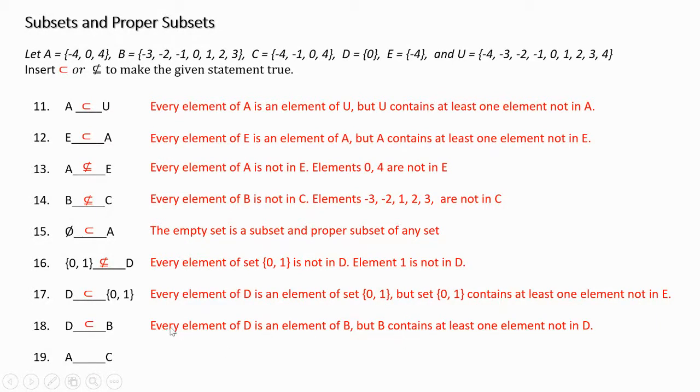Okay, I just went over the explanation. Now let's see A and C, right? So we look at A and we look at C. A contains -4. It's also in C. 0 is also in C. And 4 is also in C. So this will be a proper subset. Again, every element of A is an element of C, but C contains at least one element not in A.